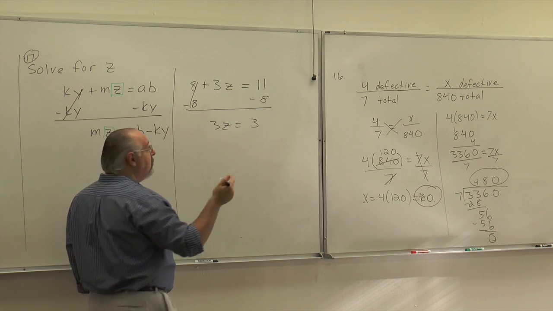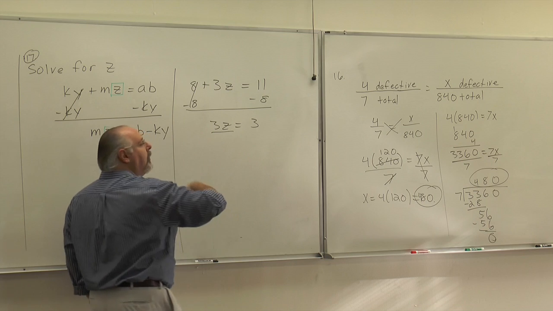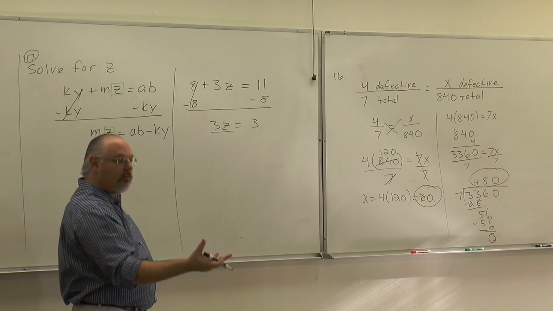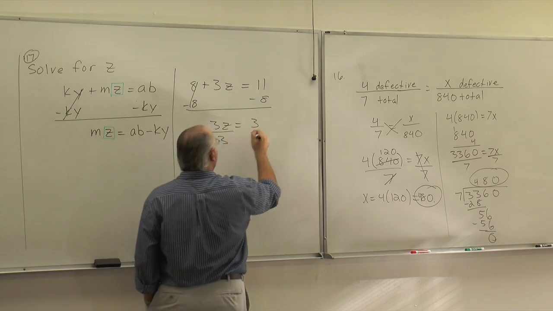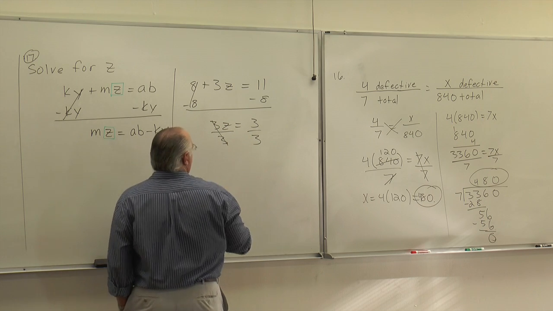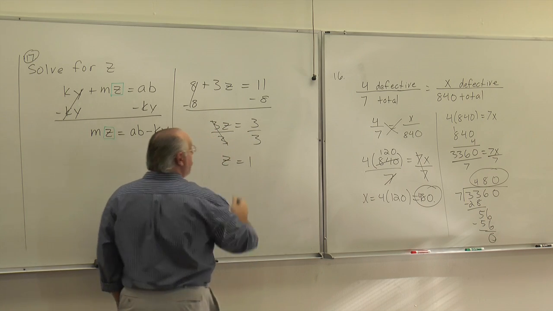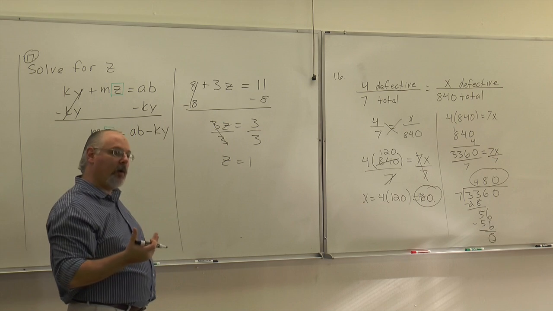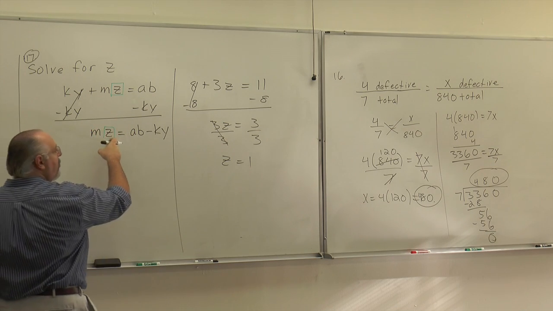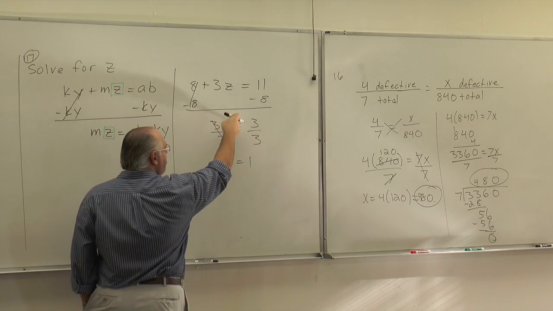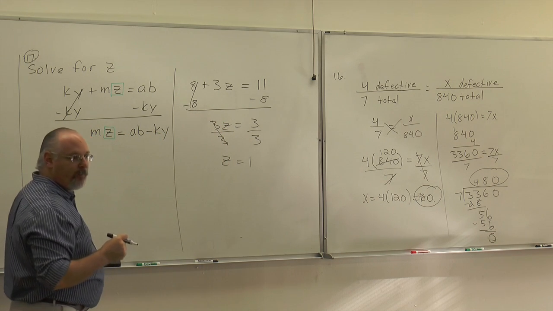Divide by 3, right? How do you undo multiplication by 3? You divide by 3, inverse operations. And you would get z is 1, because here I can do 3 divided by 3 is 1. Here, well, here I divided by 3 because z was being multiplied by 3.